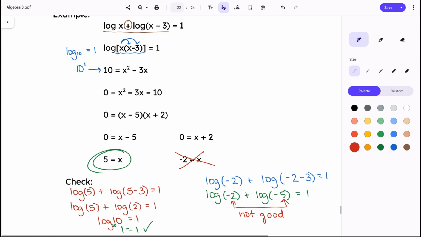Like I said, this is where we're going to stop for today. We have a couple more problems to go over here in this section, and we're going to do that tomorrow in class together.